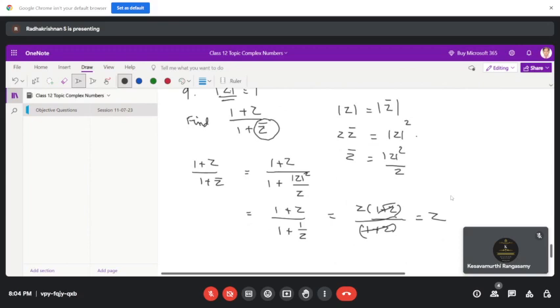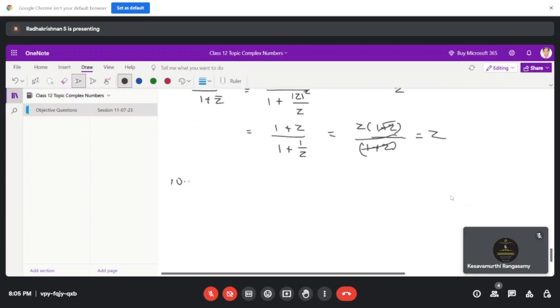Let's go to the next problem. The solution of the equation mod z minus z equal to 1 plus 2i. So we have to solve it. It means find out the value of z. So for this, you can use z equal to a plus ib or x plus iy. Normally, I think we use x plus iy, right?